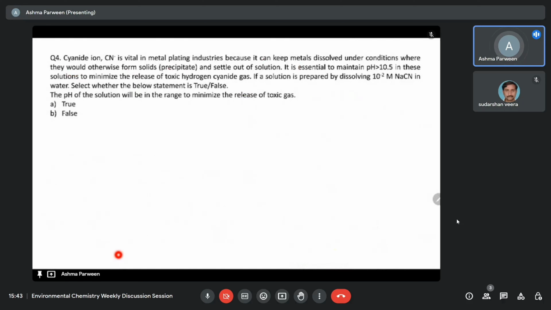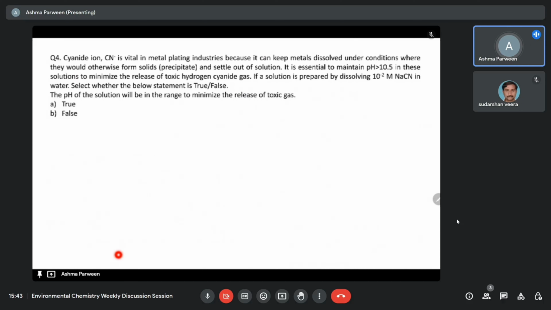Question number 4. Cyanide ion is vital in metal plating industries because it can keep metals dissolved under conditions where they would otherwise form solids and settle out of solution. It is essential to maintain pH greater than 10.5 in these solutions to minimize the release of toxic hydrogen cyanide gas. If a solution is prepared by dissolving this much NaCN in water, select whether the below statement is true or false. The pH of the solution will be in the range to minimize the release of toxic gas.